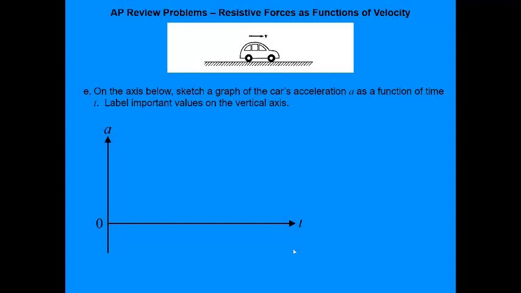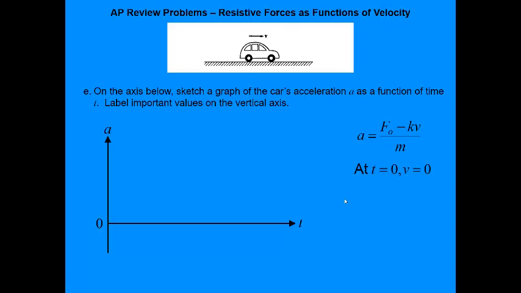So now they want a graph of the car's acceleration as a function of time. And they want you to label important values on the vertical axis. Well, we've got the acceleration function already, but it's the acceleration as a function of velocity. So how are we going to get the acceleration as a function of time? Two ways.